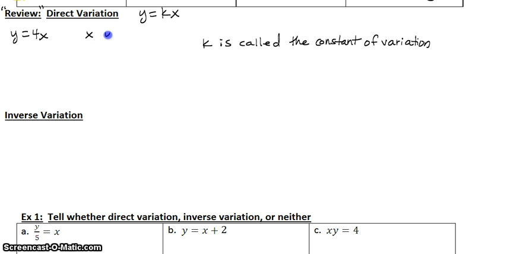I want to show you something, and that is, if I make the table of values, I'm just going to pick some x's, 1, 2, 3, 4. If I take those and plug them into x to find y, so 4 times 1 is 4, 2 times 4 is 8, 3 times 4 is 12, 4 times 4 is 16. Notice that as x is increasing, y is also increasing.